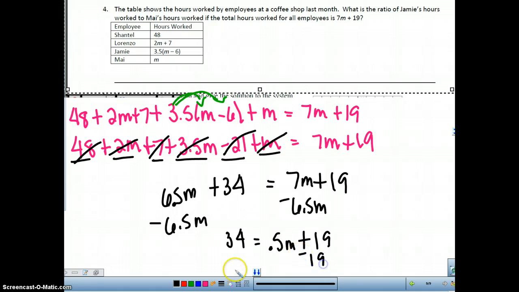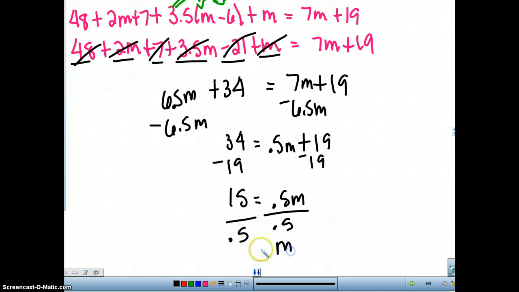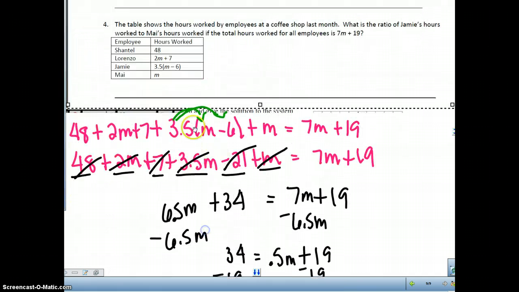Now, what should we do? Subtract 19 from both sides. Thank you, Christian. And so then that leaves us with 15 over here and a 0.5M over here. We divide both sides by 0.5, and what do we get? Find out that M is actually equal to what? Yeah, Jacob? 30. So now what does M represent for us? Do you remember? Maya. Maya, right? It equals Maya's hours.